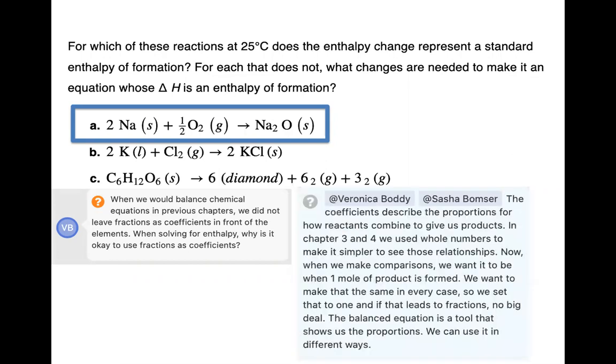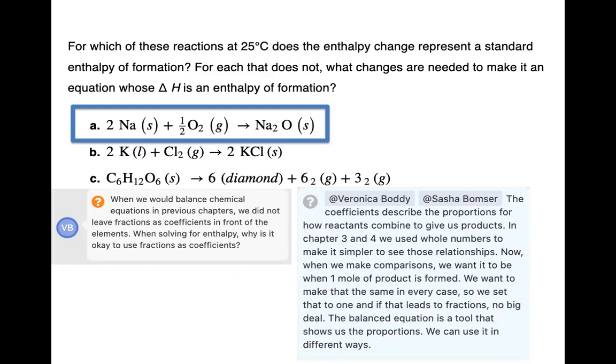I agree. What we're doing within here is we're recognizing that the coefficients that we have in a balanced equation, they're telling us the proportions for how the reactants combine to produce the products. Back in chapter 3 and 4, it was really useful to have those be whole numbers. It made it simpler to see the proportions, to see the relationships. Now, when we're going to make comparisons, we want to make it so that we're always thinking about what does it mean to make 1 mole of product. So that's what we're going to have for any of our standard enthalpy of formation reactions. They're always making 1 mole of a particular product. You know, the balanced equation, we're not breaking any rules.